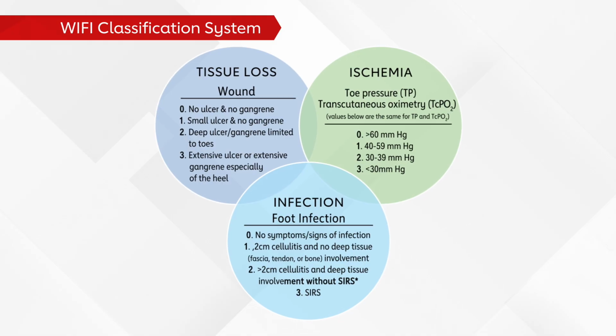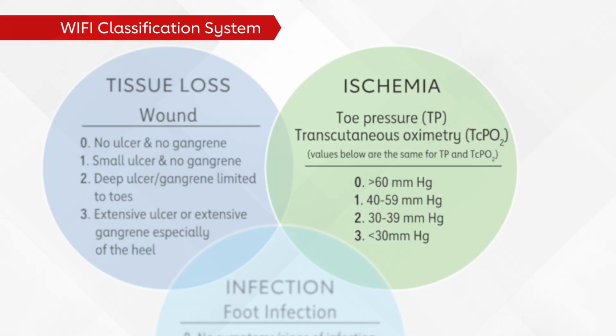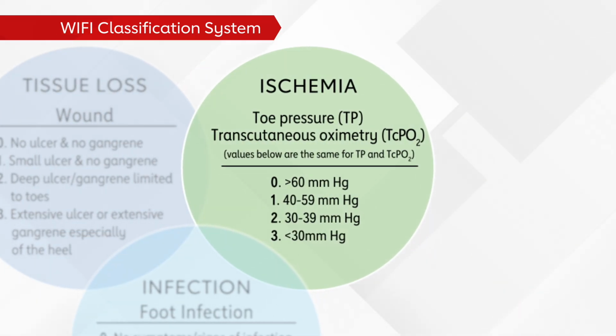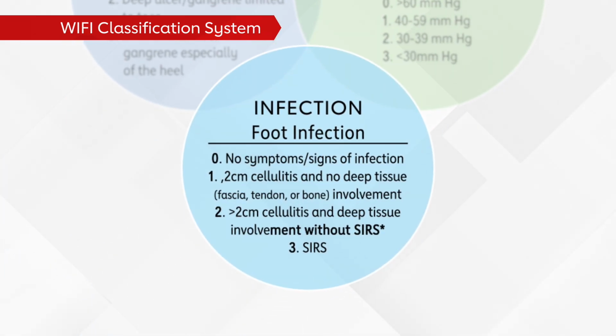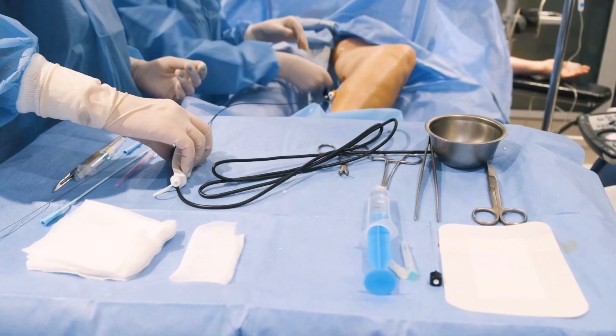on severity. For wounds, grade 0 means no ulcer but a high-risk foot, while grade 3 indicates extensive deep ulcers involving the heel or midfoot with significant tissue loss. Ischemia is assessed using ABI and/or toe pressures, with grade 0 indicating no ischemia and grade 3 indicating severe ischemia, such as a toe pressure less than 30 millimeters of mercury. Foot infection ranges from no infection at grade 0 to severe infection with systemic toxicity or metabolic instability at grade 3.